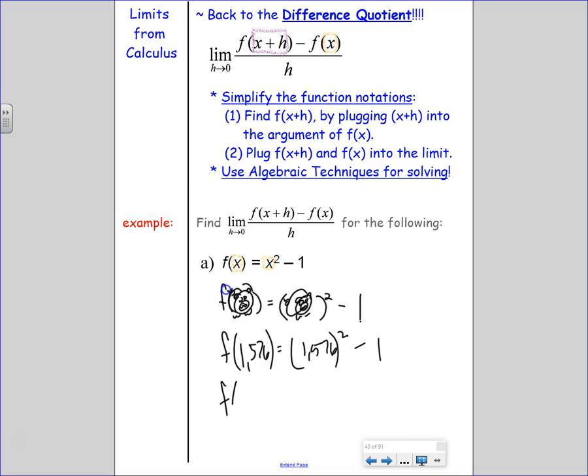So what if I do f of x plus h? Who gets squared minus 1? Everything. Yeah! Whoever it is. Whether it's a pig, whether it's 1,576, whether it's x, or whether it's x plus h, that guy gets squared.